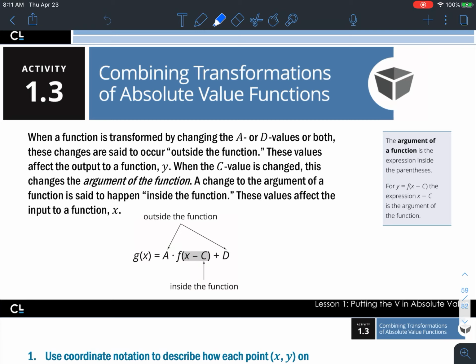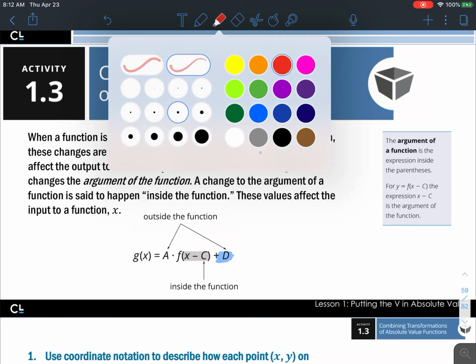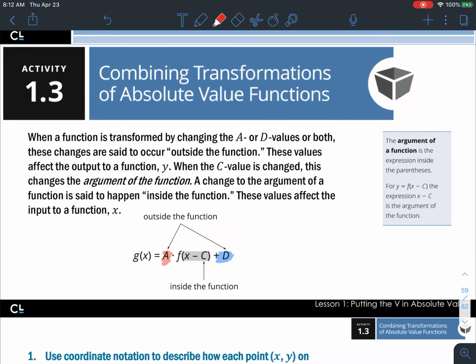So, for example, this was the d that we were talking about before that changes the function moving up or down. The a right over here is what changes the function to be wider or smaller. And then the c is the value of changing inside the function. The argument of a function is the expression inside the parentheses. For y equals f of x minus c, the expression x minus c is the argument of the function. I just read that right over here just so everybody understands.